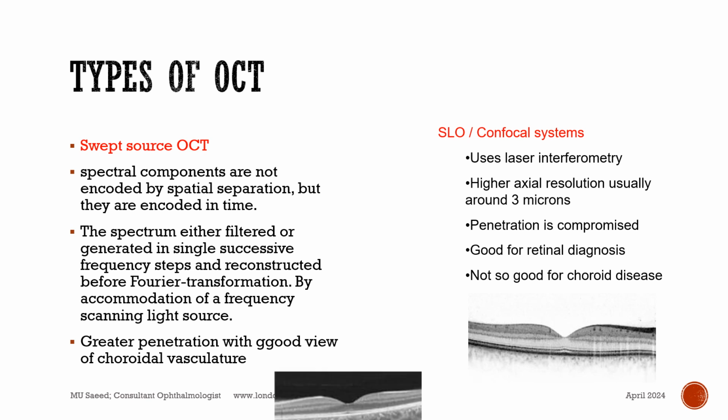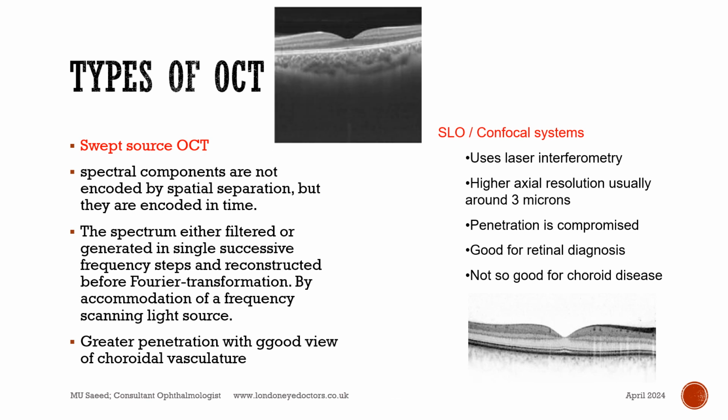The latest systems are SLO or confocal systems like Heidelberg. It uses laser interferometry, and the resolution is much higher, to around 3 microns. The penetration might be compromised in earlier systems, but in the latest SLO systems with Heidelberg, the view and the penetration is really good, and you can have good views of all the retinal layers as well as significant visualization of the choroidal layers, which is really helpful in cases of measurement of choroidal thickness.